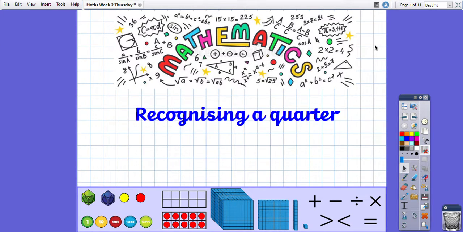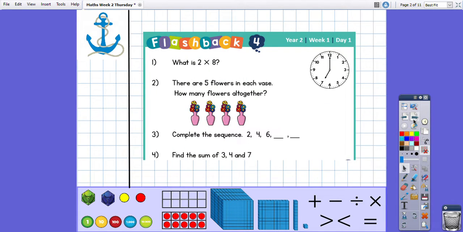Good morning, Year 2. Our maths lesson today is all about recognising a quarter and how to recognise a quarter. At the beginning of the week we've looked at halves, finding and recognising halves, and now we have moved on to quarters. Before we start, as always, we are going to look at an anchor. Today's anchor is slightly different. They're a bit like the learning blocks we do together in school.